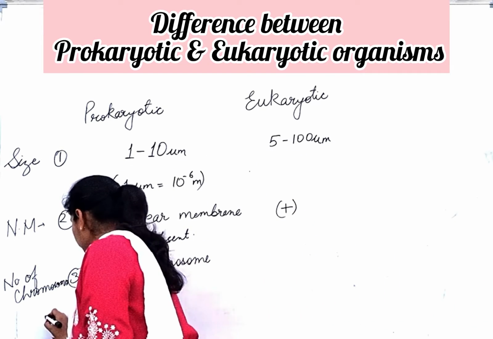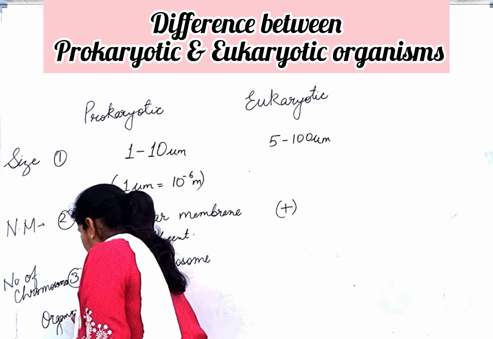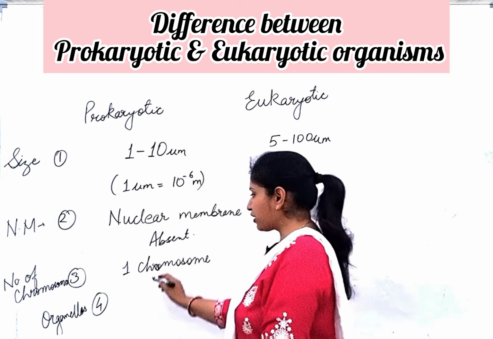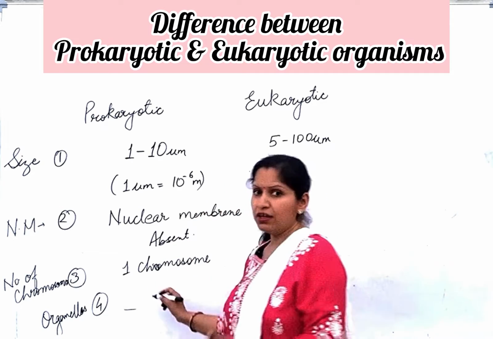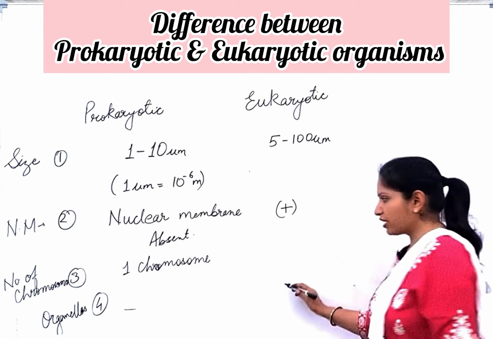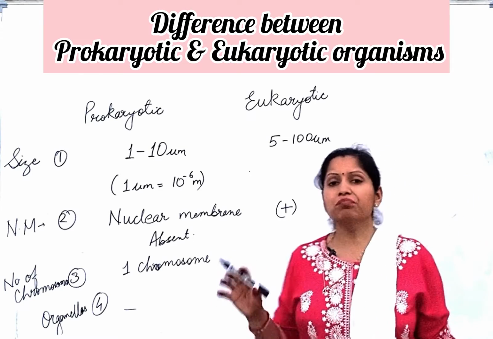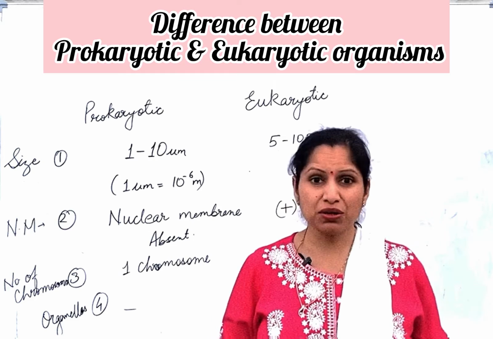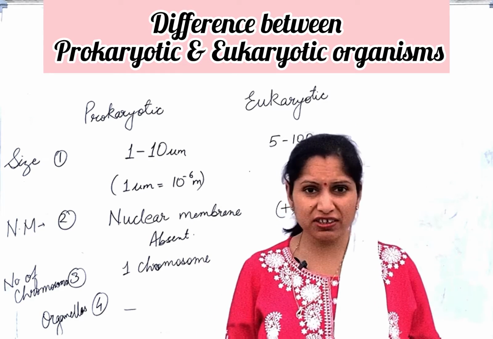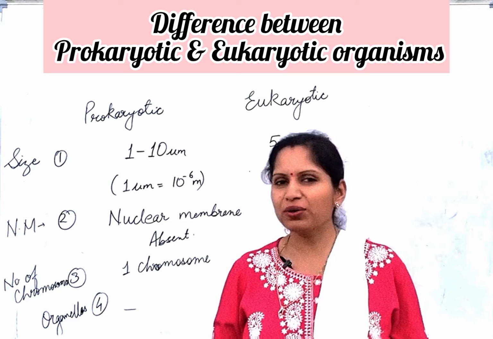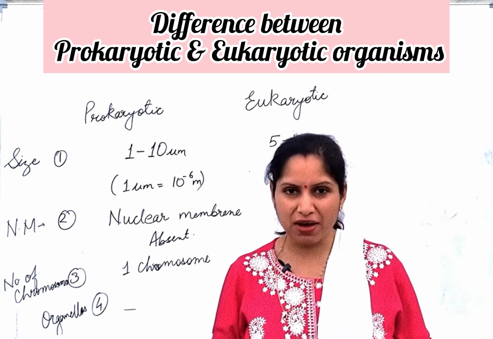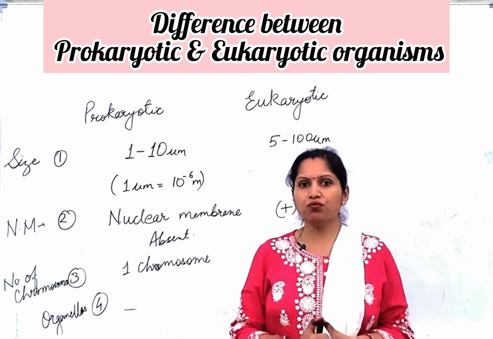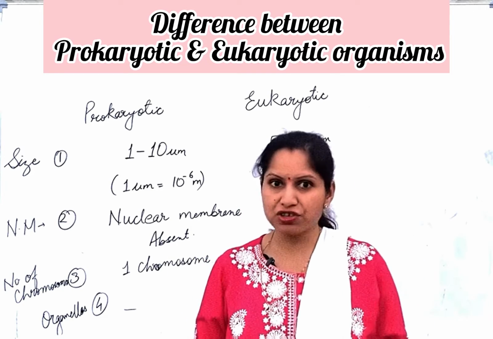So, the next point will be organelles. Organelles in case of prokaryotic organism do not have any membrane around them, and in case of eukaryotic organisms, they have membrane-bound cell organelles. Okay. So that is the difference between prokaryotic and eukaryotic organisms. That's a very frequently asked question in your exams for 2 marks. Okay. Now comes the importance of membrane around any of the structures.